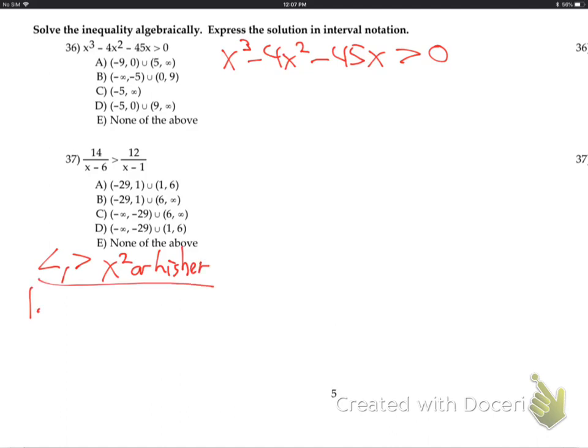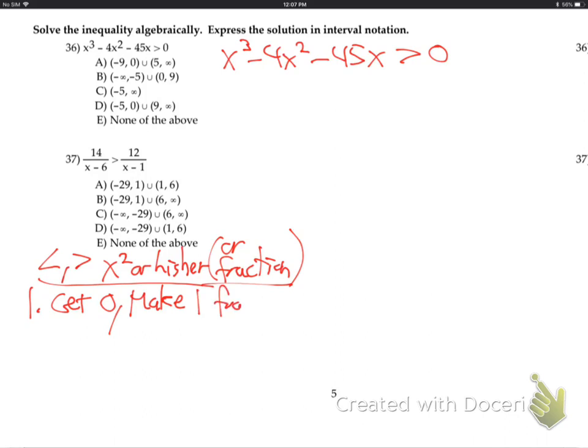Step 1. Get a 0. X squared or fraction, because I'll give you the instructions for 36 and 37 at the same time. So if you have an x squared with greater than, less than, with x squared or higher, like x cubed or x to the 4th or whatever, or you have a fraction, step 1 is get a 0 and make it into one fraction. So like on this one, I'm going to jump this over and then put those together as one fraction. That's what I'm saying.